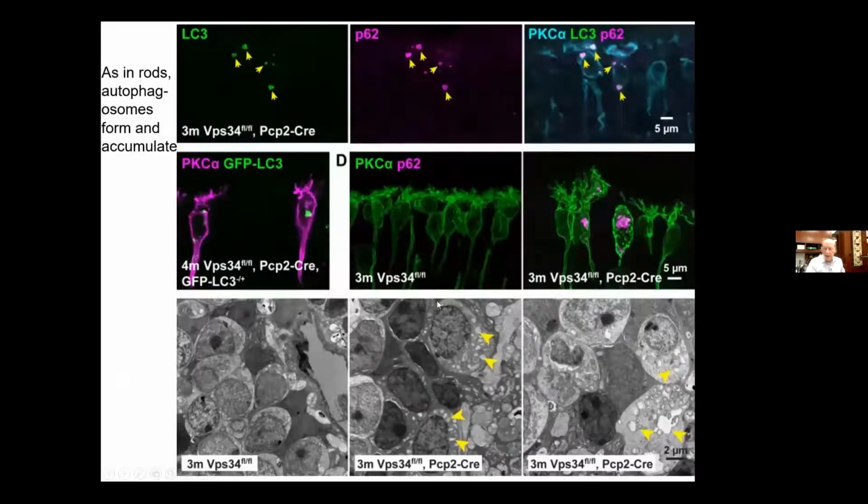And in these cells, again, we see accumulation of autophagosome markers. We see LC3 and P62 accumulate in the knockout cells. And these are rod bipolar cells as marked by PKC alpha. And there's fewer of them, but those that exist have large P62 accumulations within them. And you can also see the autophagosomes accumulating by electron microscopy.